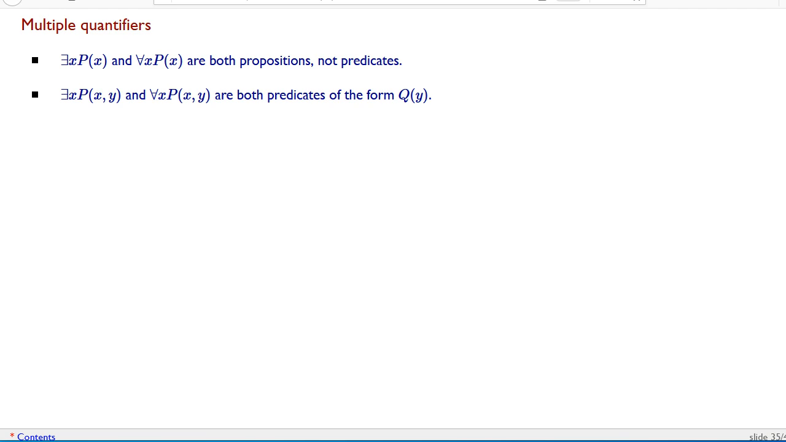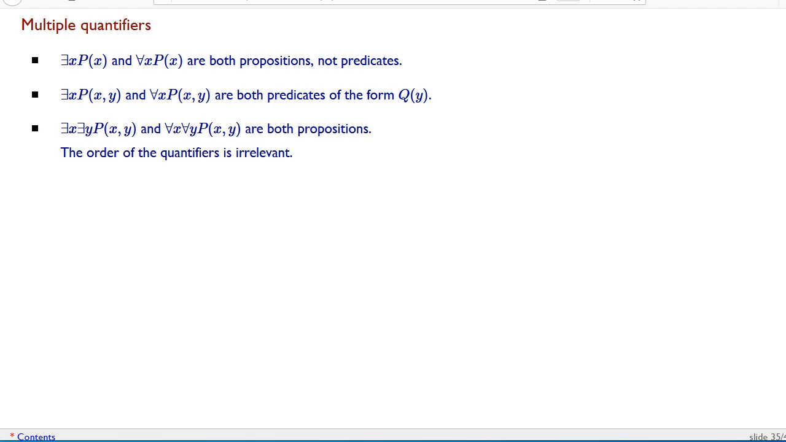If I have a predicate with 2 arguments and apply one quantifier, the statement, there exists an x for which p of x and y is true, is a function of y. So that's a predicate which I could write in the form q of y as a function of y only.